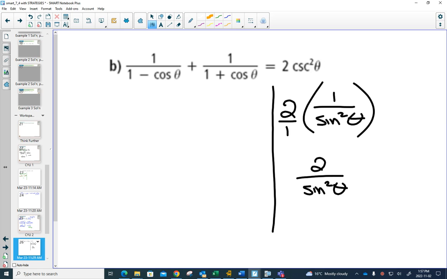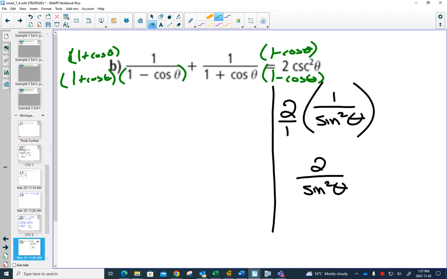Okay? On this side, how do I add fractions? I need a common denominator. Initially, this seems like a bad strategy because you'd have to multiply this one top and bottom by 1 plus cos theta. And this one you'd have to multiply top and bottom by 1 minus cos theta. So it seems like you're making things bigger. And that sometimes feels like the wrong thing. But in the main strategy, we need a common denominator.